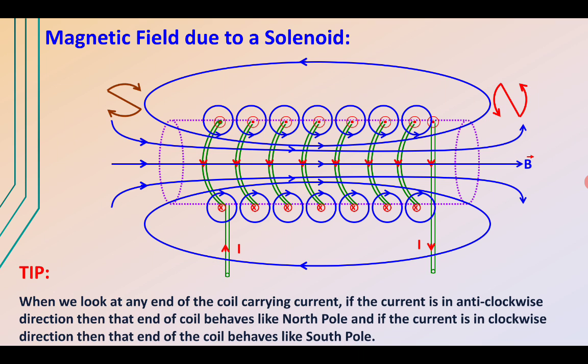So there is a tip to remember over here: when we look at any end of the current carrying coil, if the current is in anti-clockwise direction, then that end of the coil behaves like the north pole, and if the current is in clockwise direction, then that end of the coil behaves as the south pole of the magnet. In the next topic we are going to discuss toroids and the magnetic field due to current through a solenoid.